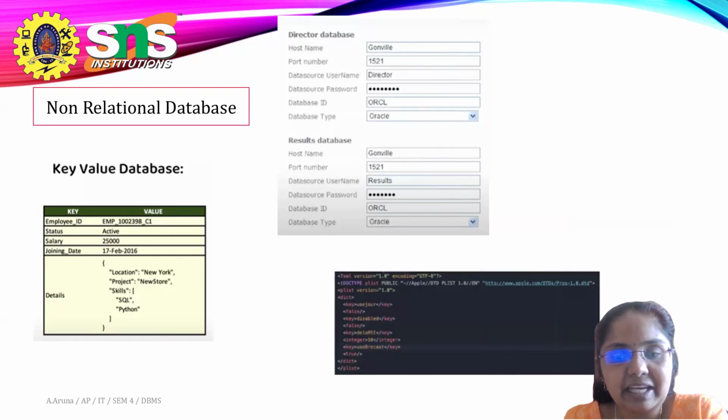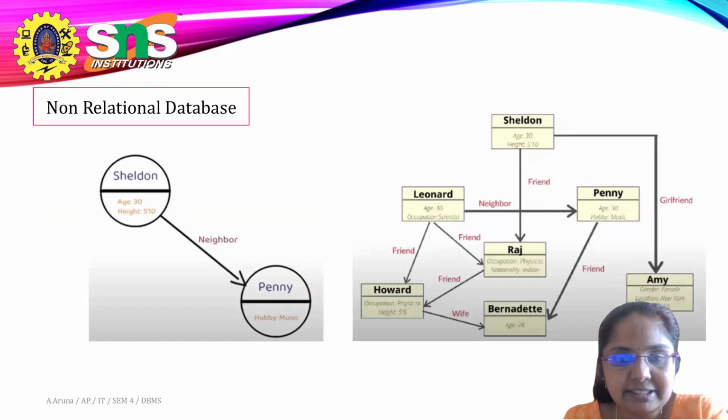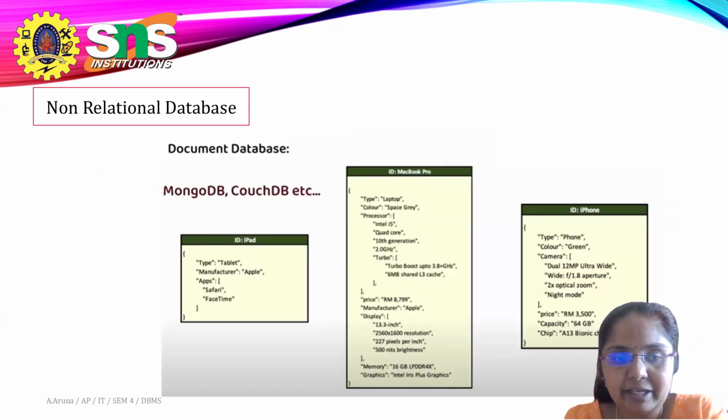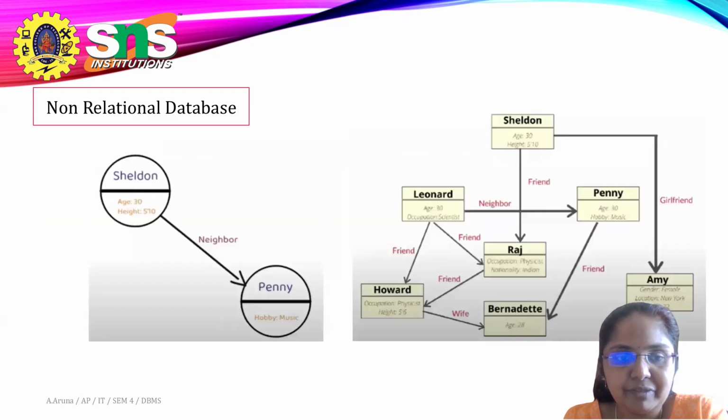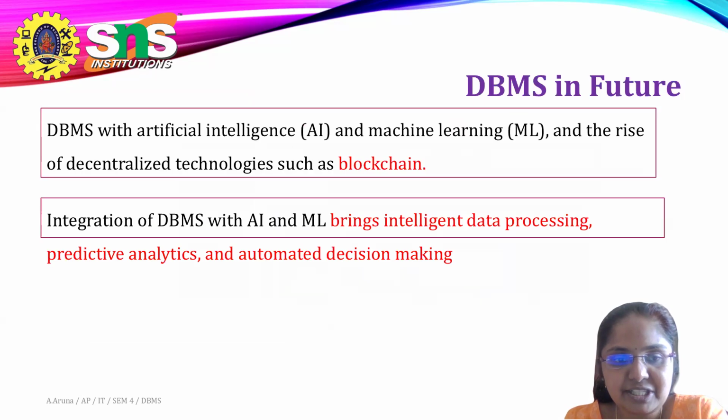Here we can use Hive and also MongoDB, etc. for non-relational database systems. See here, MongoDB, CouchDB, etc. Here you have an object ID, through which particular data sets can be identified. So this is also a non-relational database. See here, it can be represented in a diagrammatic representation. This is also a wide column database, which is also a non-relational database.